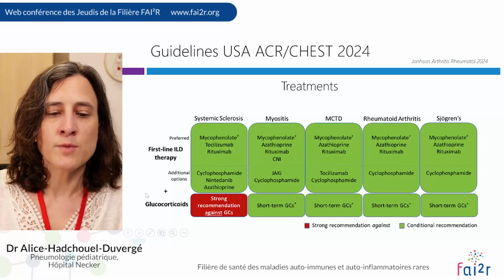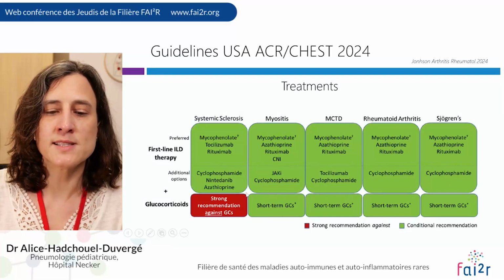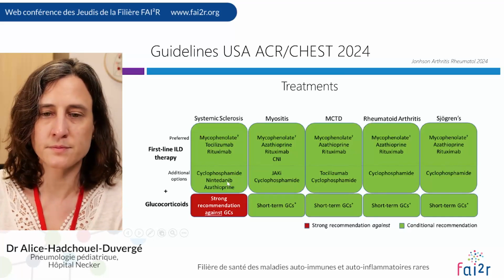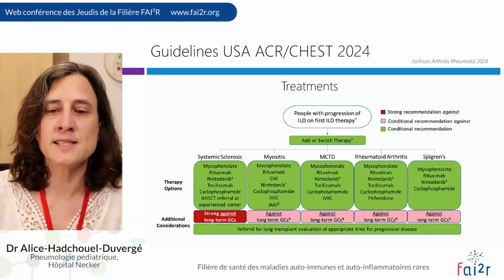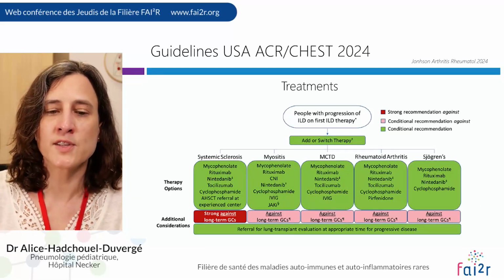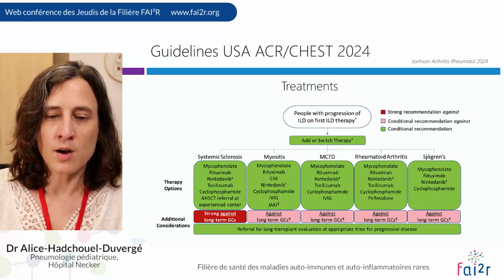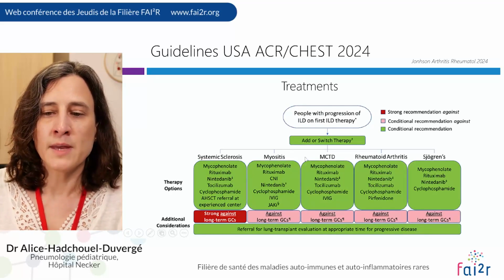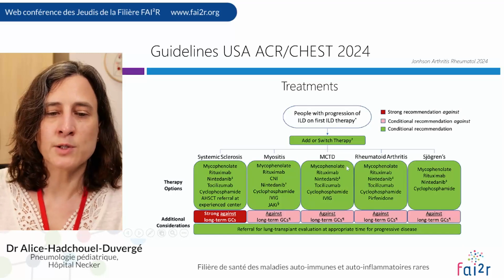And this treatment should be associated with glucocorticoid at short term for all the diseases except for systemic sclerosis, for which there is a strong recommendation against the use of glucocorticoid. If the disease progresses despite this first-line therapy, there are other second-line treatments that should be either added or switched. And those treatments are rituximab for all the diseases after mycophenolate mofetil.